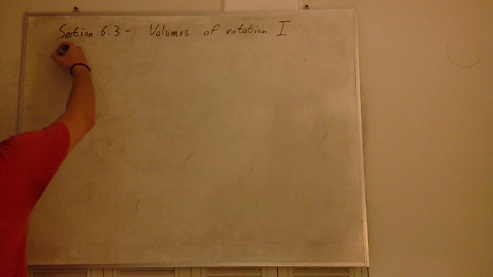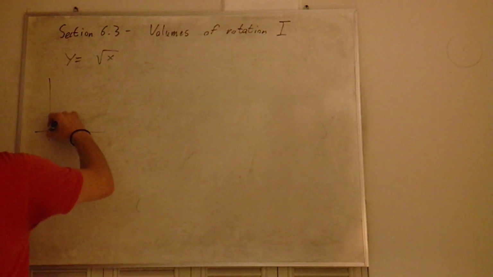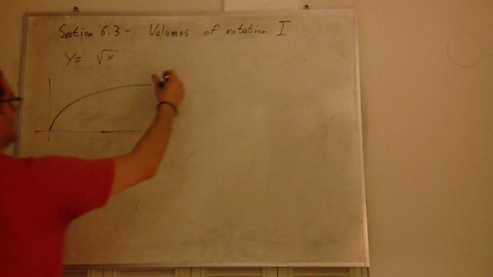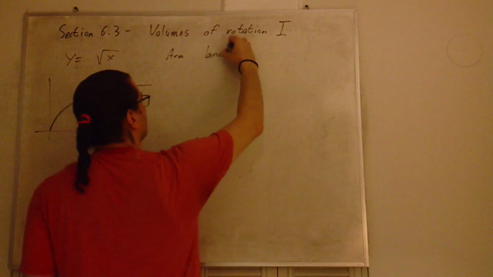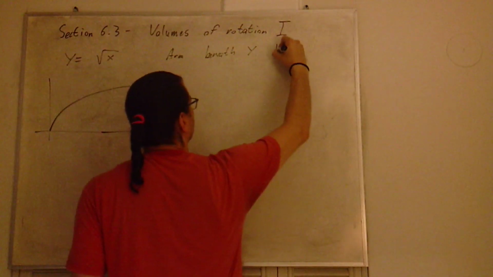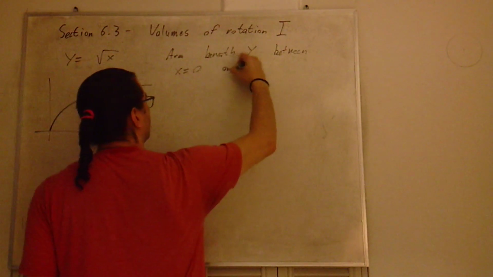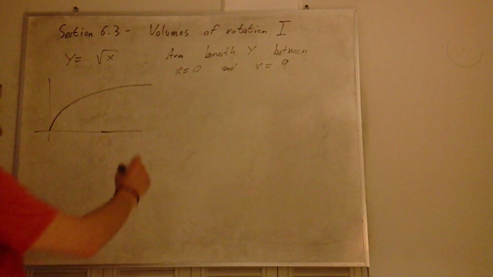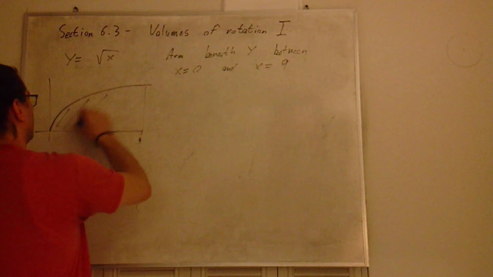So let's just do a pretty accessible example. We'll start with y equals the square root of x. That looks like this, more or less. And let's say we want the area beneath y between x equals 0 and we'll go to x equals 9. So here's 9, here's 0. We're going to get this area.